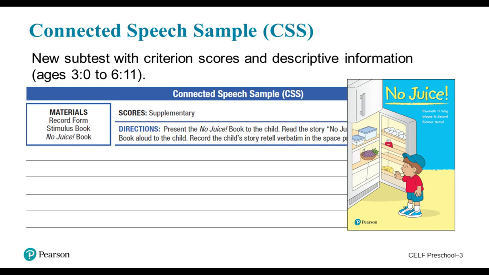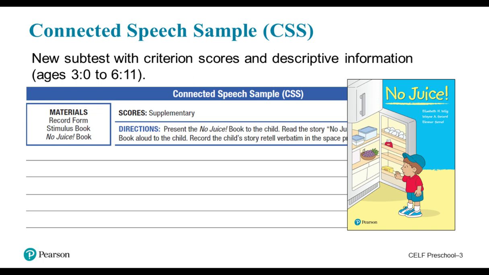The other new subtest on CELF Preschool-3 is the Connected Speech Sample subtest. This subtest yields criterion scores and descriptive information for children ages 3 to 6 years old. You would need to present the No Juice book to the child and read the story in the No Juice book aloud to the child, and then record the child's story retell verbatim in the record form.